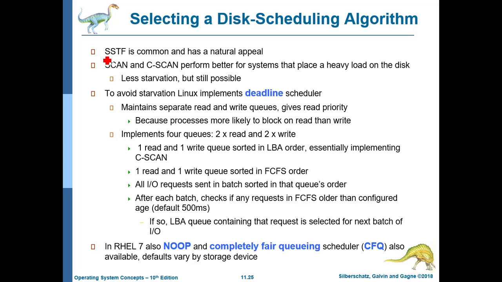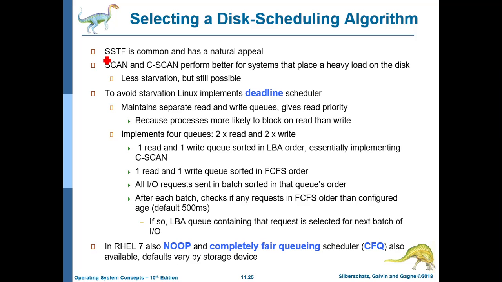One read and one write queue are sorted in FCFS order, and all I/O requests are sent in batches sorted in that queue's order. After each batch, it checks if any request in FCFS is older than the configured age, which by default is 500 milliseconds. If so, the LBA queue containing that request is selected for the next batch of input output. In RHEL 7, NOOP and the completely fair scheduler, or CFQ, are also available. Defaults vary by storage device.